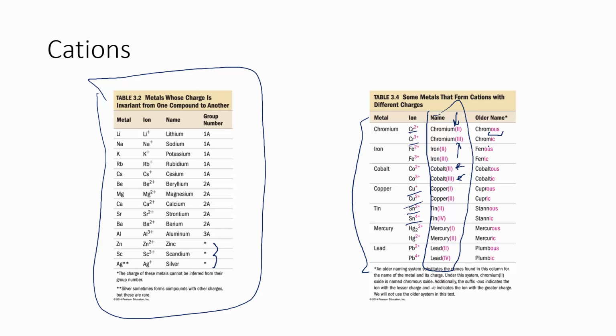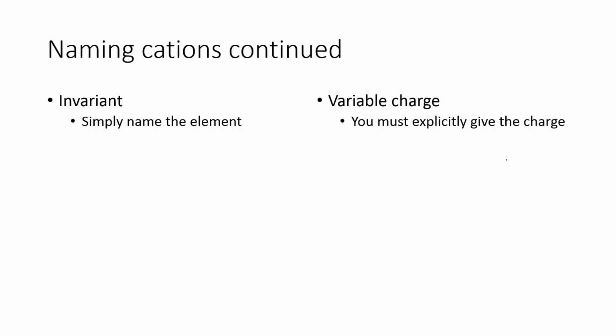Now, we have an older system using -ous and -ic for saying less charged and more charged, but that's not something you're going to really see in this book. We're including it here only because we want to make sure that you see that there is this other system in case you run into it later.